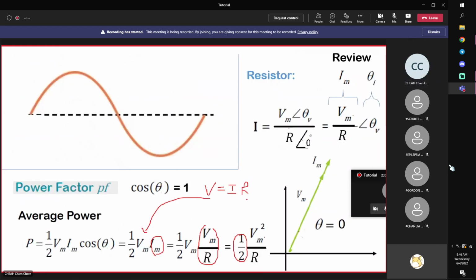But in time domain, this basically means that your voltage and current are in phase. If I plot another one, this is how it looks. Both will reach the peak values at the same time. Both will reach 0 at the same time. There's no phase shift between them. It means they only differ in magnitude, with no difference in phase angle, right? Because a resistor is a real number, a scalar.